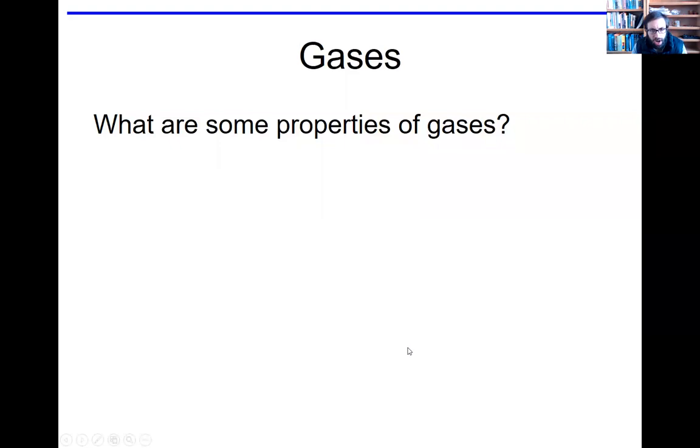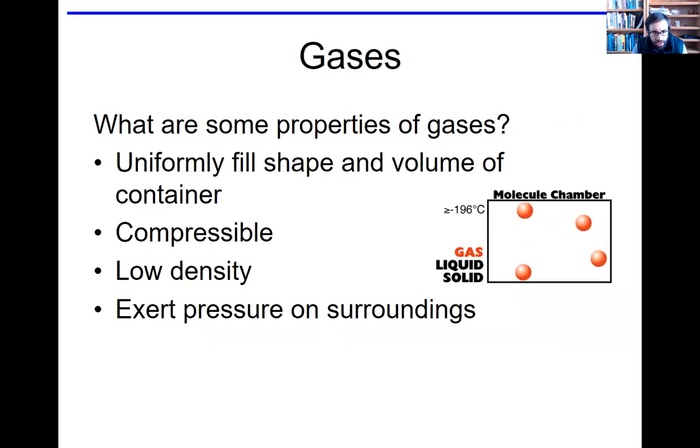And so what are some properties of gases? That's how we're going to start out. How are they different from liquids and solids? Well, remember solids have a fixed shape and volume. Liquids have a fixed volume, but a shape that conforms to the container. And gases are sort of the most nebulous of all of them. They'll expand, and so their shape and their volume will expand uniformly to fit that of the container that they're in. As such, they're compressible.